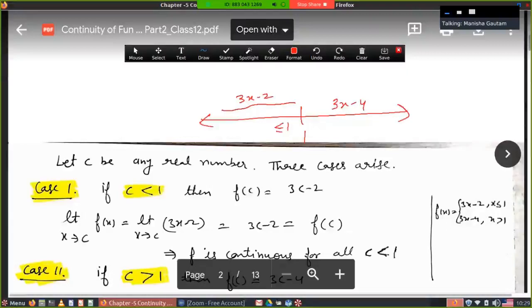Now in the first case, I have written here, C is less than 1. For any number C that is less than 1, the function you have to take is 3x minus 2. So f(C) will be equal to 3C minus 2. When you apply the limit as x tends to C of 3x minus 2, you get 3C minus 2, which is equal to the function value at C. So the function is continuous when C is less than 1.